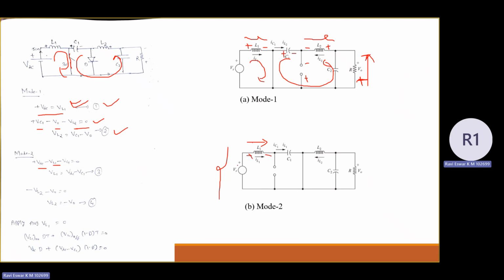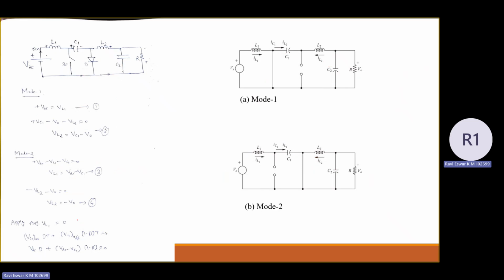When I write KVL, I am taking the leaving polarity as a reference. So plus VDC minus VL1, and then here minus VC1 equal to 0. From this, the voltage across L1 is given as VDC minus VC1. Similarly, there is one more loop here, the discharging of inductor L2: minus VL2 minus V0 equal to 0. From this, VL2 equal to minus V0.